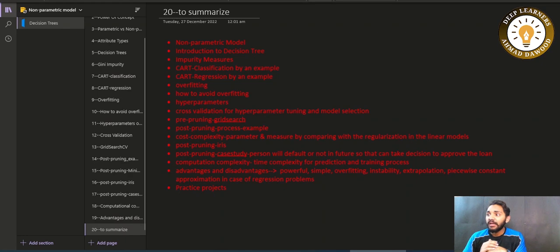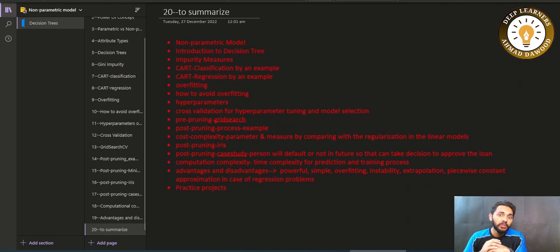Then we moved on to the part where we have seen that one of the major challenges in decision tree implementation is overfitting. It can easily lead towards overfitting, and then we started to discuss how we can avoid that overfitting. There were two approaches we discussed: pre-pruning and post-pruning.